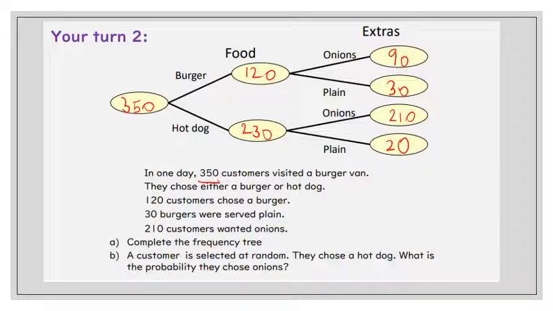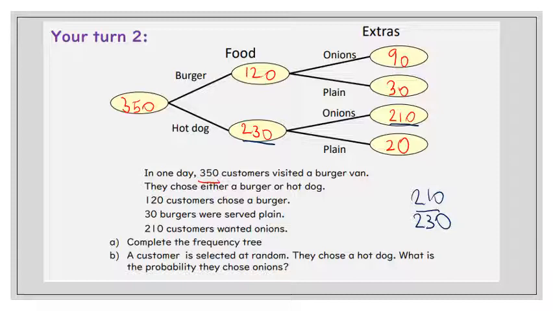A customer is selected at random. They choose a hot dog. What is the probability that they choose onions? So a little bit trickier here. We know that we want the probability that they choose onions, but we're only looking at the people who had hot dogs. So it's 210 out of 230 this time. We have to look at what we've been told. So we've been told here that they've got a hot dog.